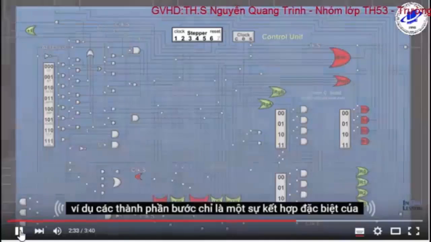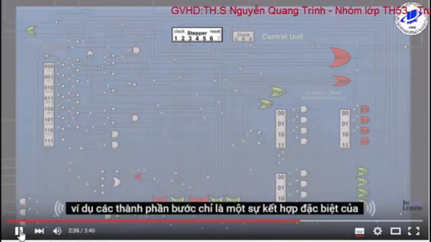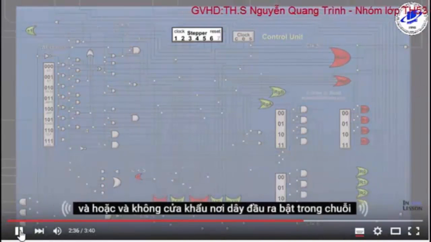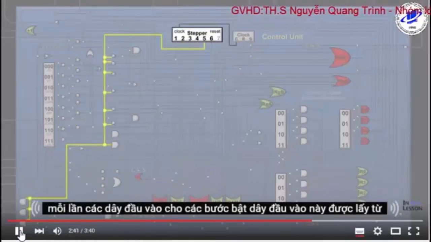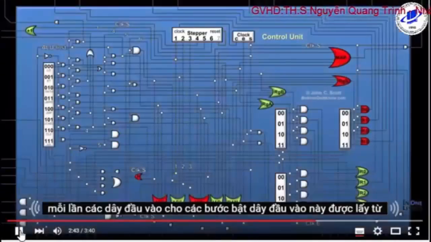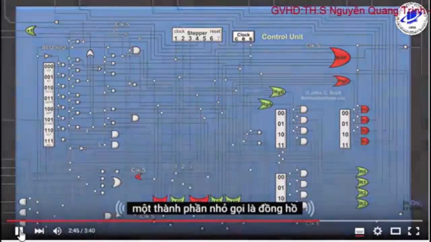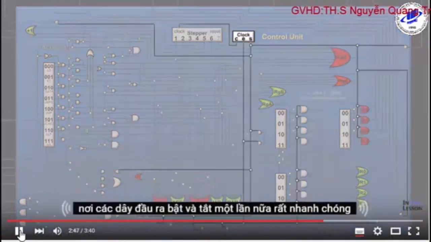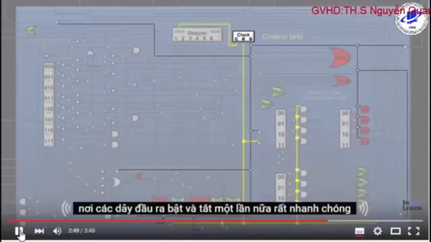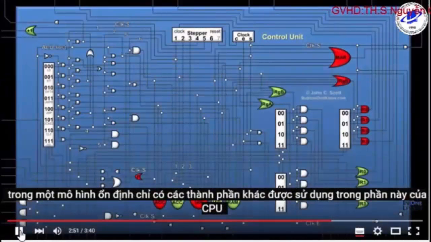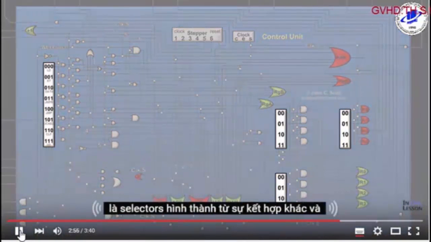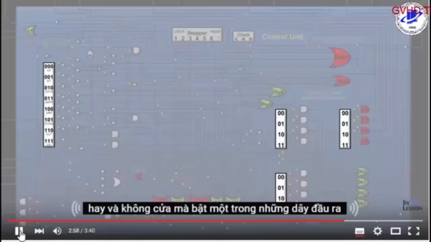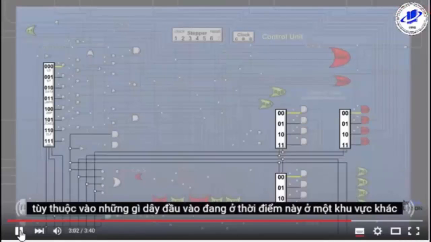For instance, the stepper component is just a particular combination of AND, OR, and NOT gates, where the output wires turn on in sequence each time the input wire to the stepper turns on. This input wire comes from another small component called the clock, where the output wires turn on and off again very quickly in a steady pattern. The only other component used in this part of the CPU is the selector, formed from another combination of AND, OR, and NOT gates that turn on one of several output wires depending upon what input wires are on at the moment.